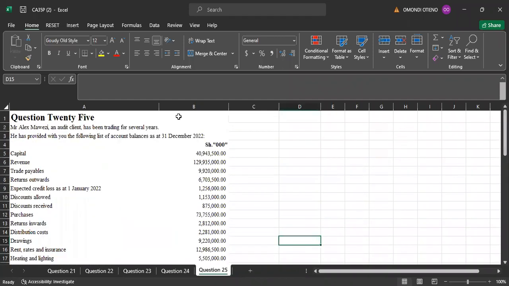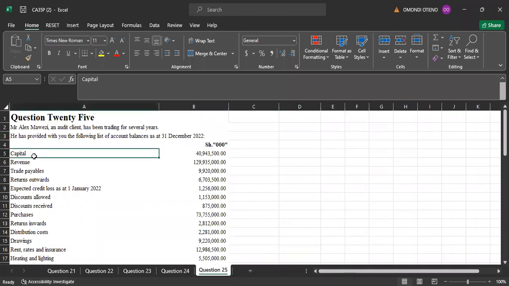So this is what they were testing. You are given this information. Mr. Alex Mawezi, an audit client, has been trading for several years. He has provided you with the following list of account balances as at 31st of December 2022.